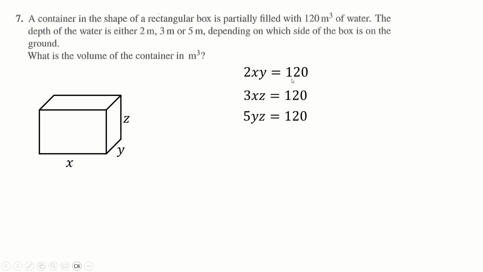It doesn't really matter how you set that up, you get this. Times all of these equations together. I think first actually divide by 2, divide by 3, divide by 5 might be the most sensible thing to do.